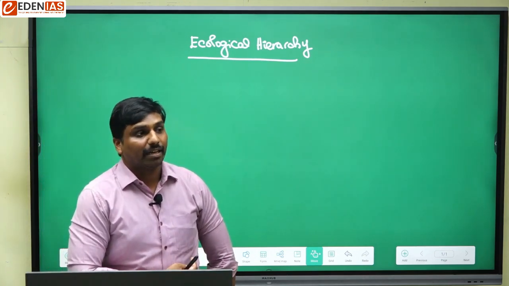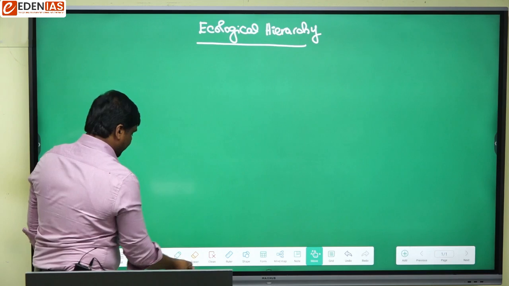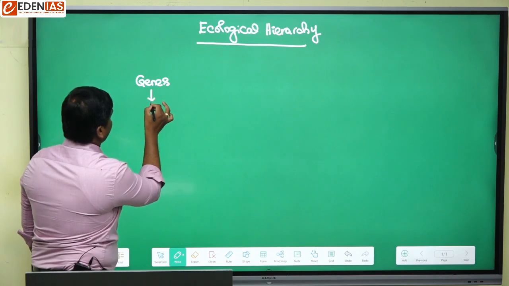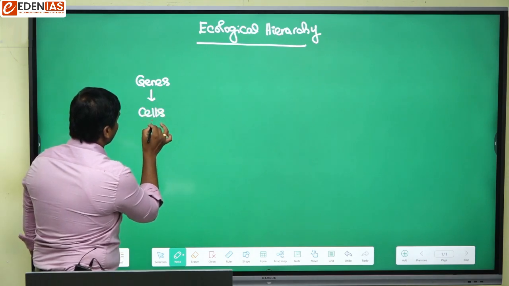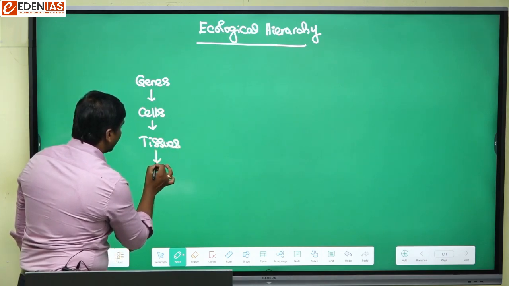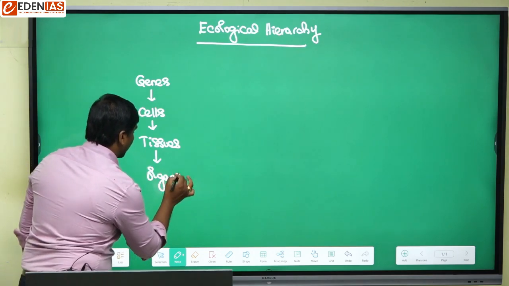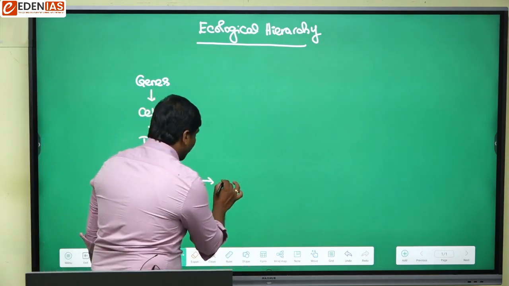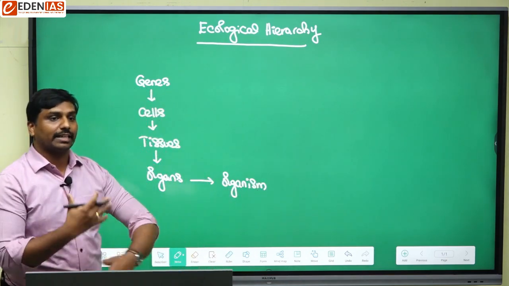If you talk from the very basic level, in biology we have a basic hierarchy starting from genes. A group of genes will lead to the formation of cells. From cells, different groups of cells are tissues, and then groups of tissues refer to organs. Then a group of organs refers to an organism.